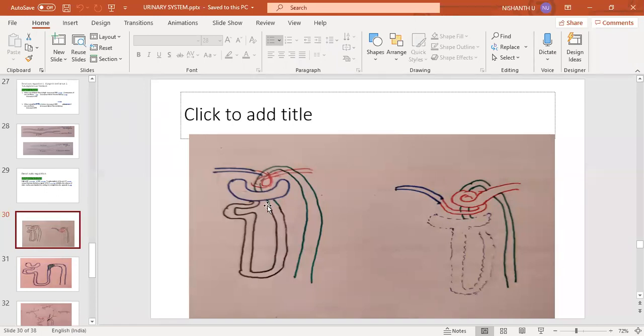Are you able to understand the diagram? That means, are you able to get clarity about this diagram? Yes or no? Yes, sir. Okay. Now, this is the diagram.